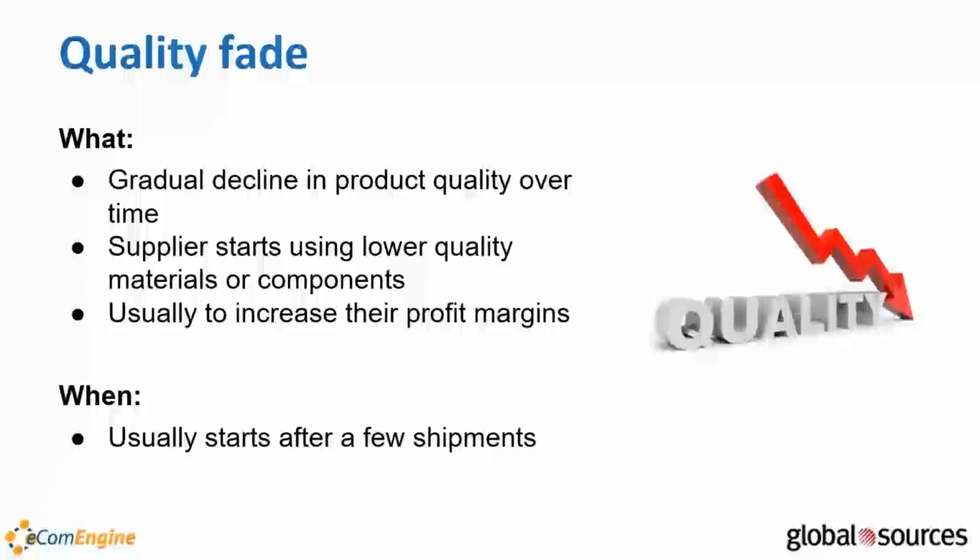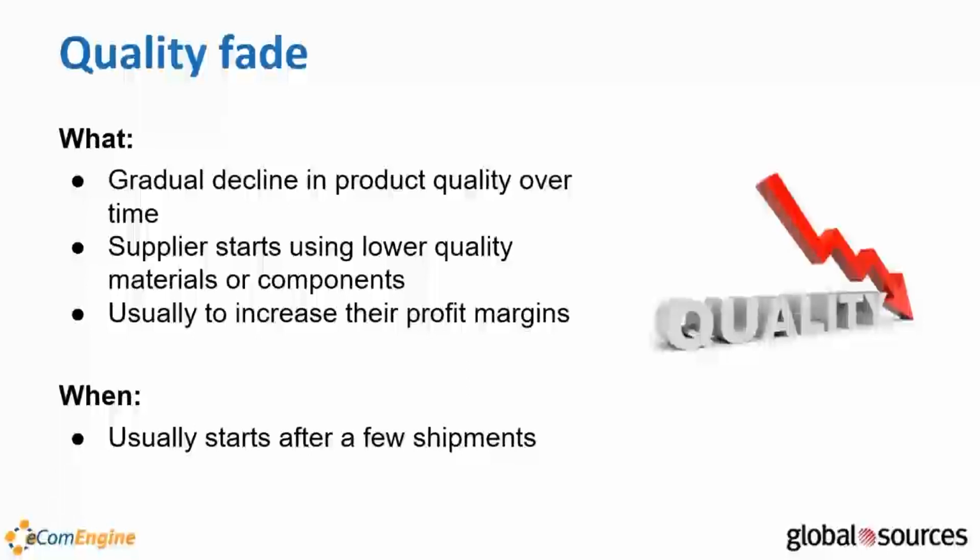For example, let's say you've been importing yoga mats from a supplier for a few months, and after the fourth shipment, you start receiving complaints of creasing or cracks on your yoga mats from your customers. That's the sign of quality fade.